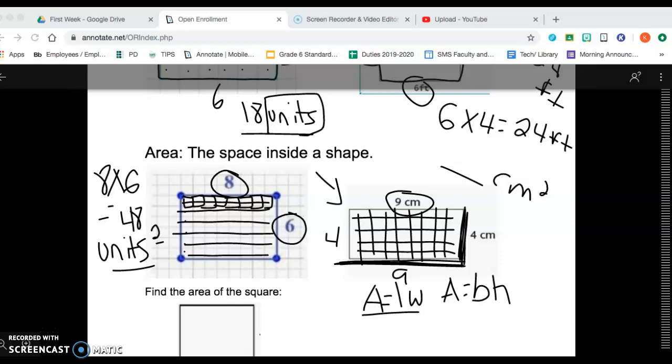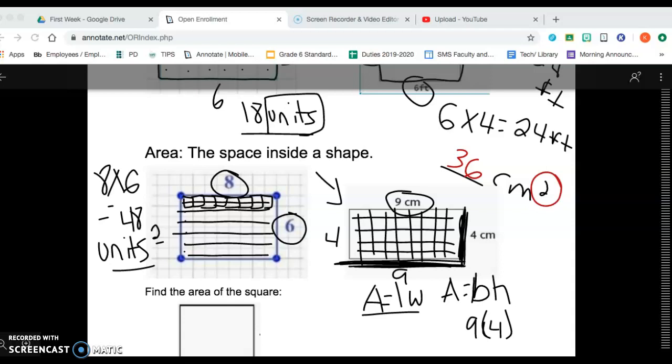So if we're thinking base times height, your base is going to be 9, right? It's what it sits on, so it's 9. And then the height is how tall it is, so that's 4. And guys, remember, I'm using parentheses. Parentheses mean multiplication. So for this one, we have 9 times 4, which is 36. So I'm going to write that up here. So we have 36. And remember, it's centimeters squared because we're talking about area.